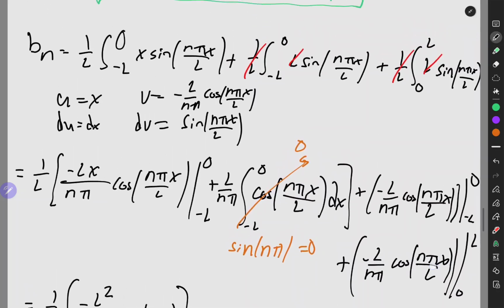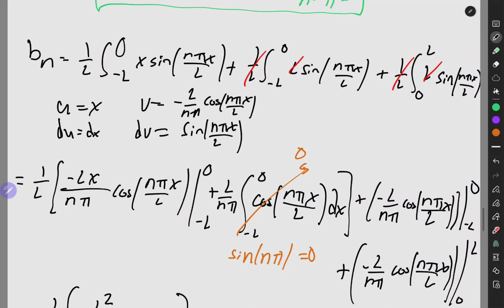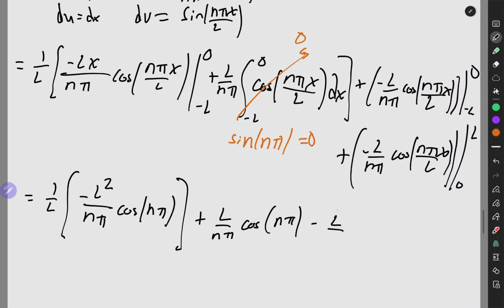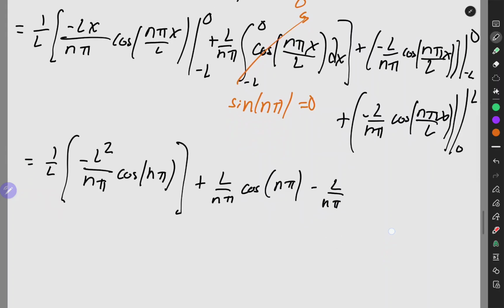Am I sure those both are negative? Oh, wait a minute. It's 0 minus. This should be plus. Sorry, we're all good. This is minus. Yeah, minus L over n pi. I did mess up in my notes though. I don't know how I ended up with the right answer. I definitely messed up in my notes. When I integrated, I wrote it as positive cosine.